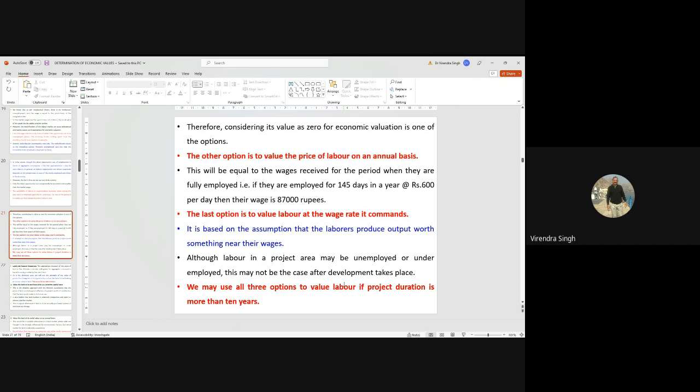The last option is to value the labor at the base rate it commands. It is based on the assumption that the laborer produces output worth something near their wages. Although labor in a project area may be unemployed or underemployed, this may not be the case after development takes place. We may use all three options to value labor if the project duration is more than 10 years, or any of them if the project is of a period less than 10 years.